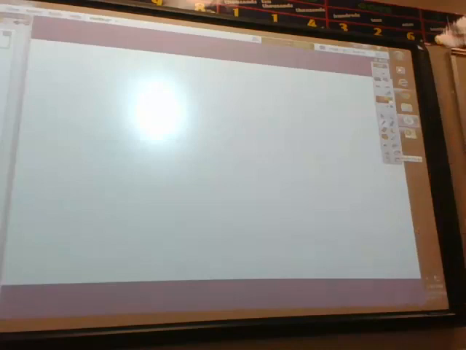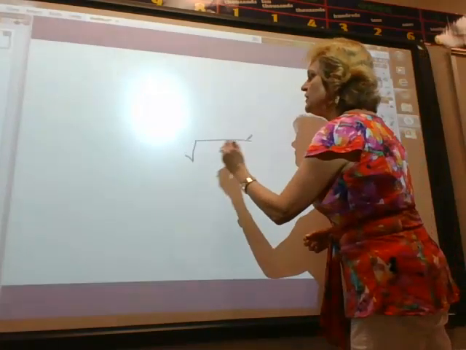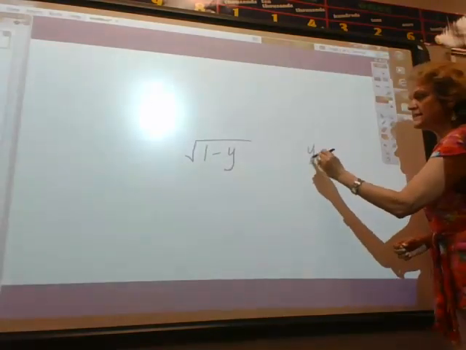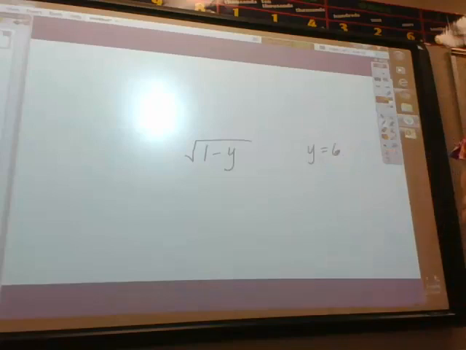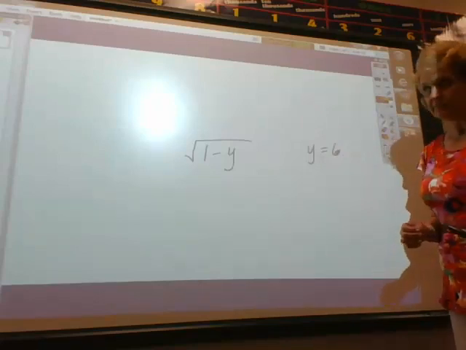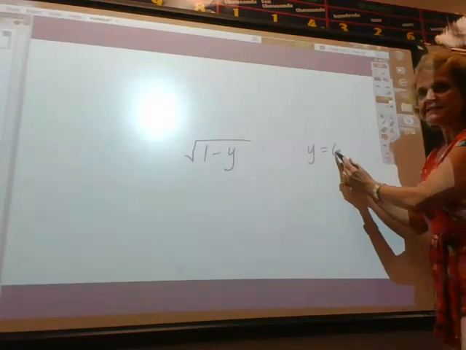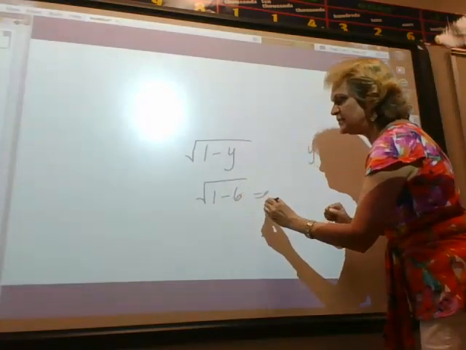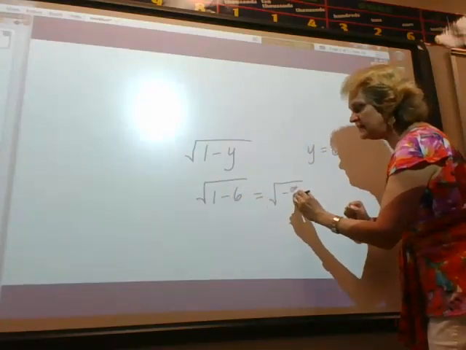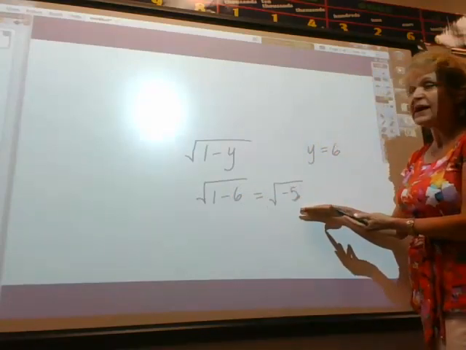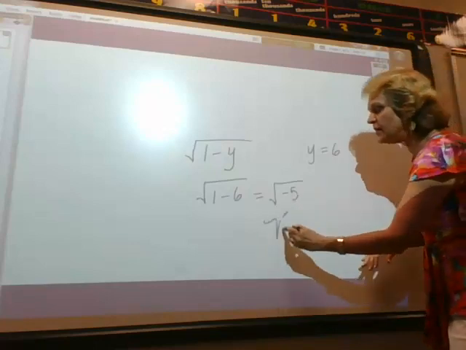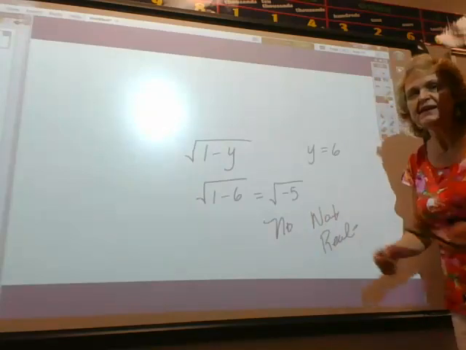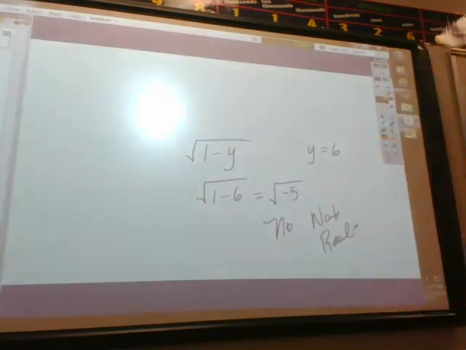Example 1 says, evaluate the expression square root of 1 minus y for y equals 6, and then you're supposed to see if the result is a real number. So you're going to plug in 6 into this. We have 1 minus 6, and so that would be the radical of negative 5. Can we have a negative radicand? No. So this is not real, and you can just say no. The answer is either yes or no.